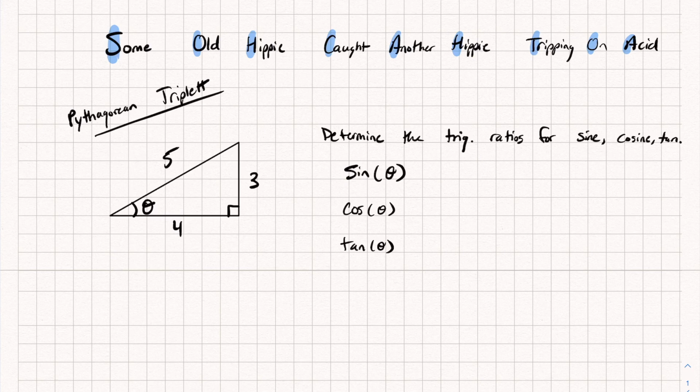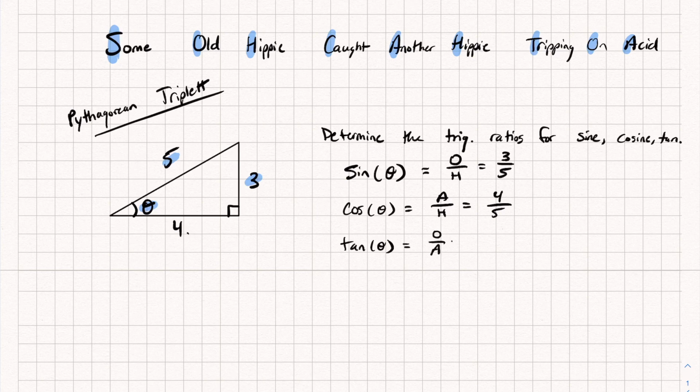Okay, so to find sine, I know that this is going to be opposite over hypotenuse. So because my angle is here, opposite is 3, hypotenuse is 5. So sine is literally 3 over 5. Cosine is adjacent over hypotenuse. So the adjacent is 4, hypotenuse is 5.